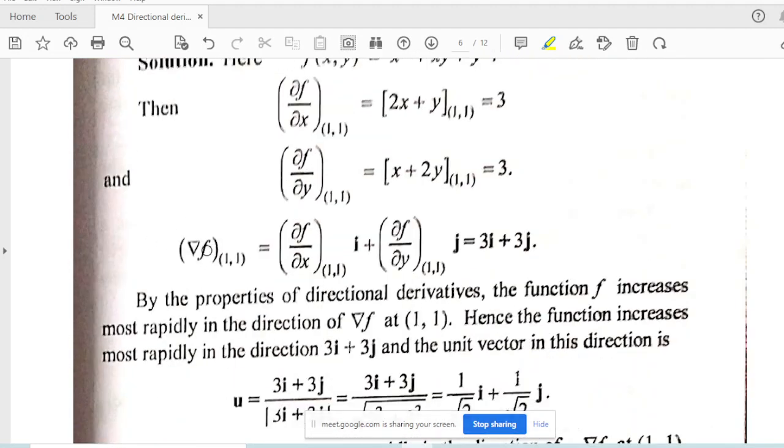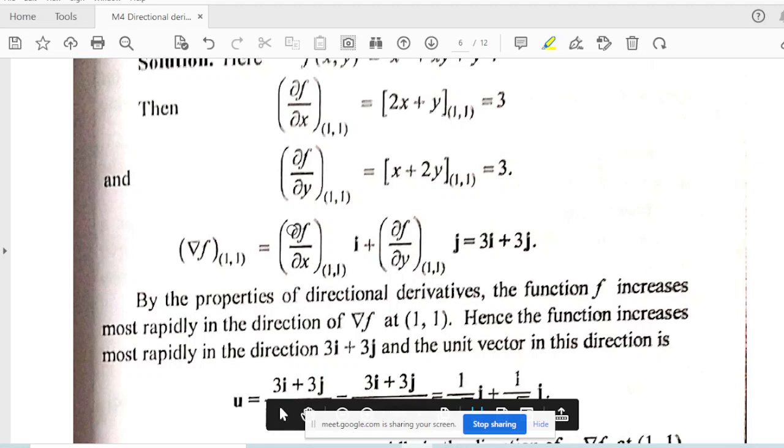Del grad f at 1, 1 is equal to dou f by dou x at the point 1, 1 i cap plus dou f by dou y at the point 1, 1 j cap, which is equal to 3 i cap plus 3 j cap. So by the properties of directional derivative, the function f increases most rapidly.